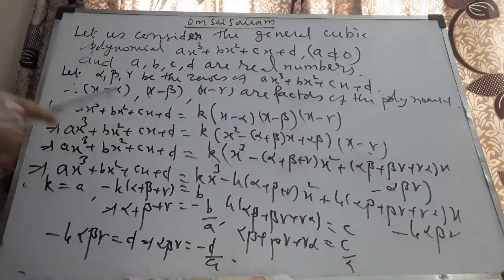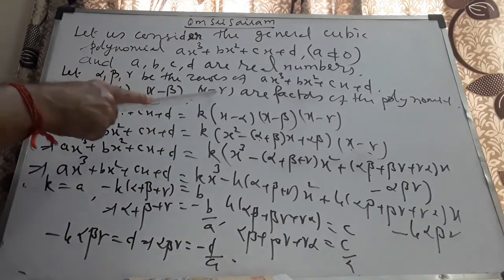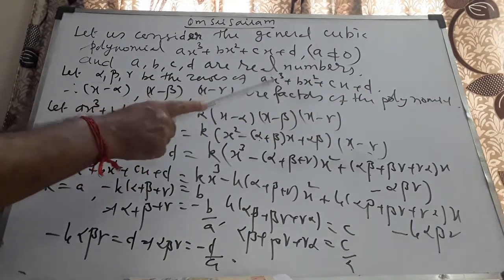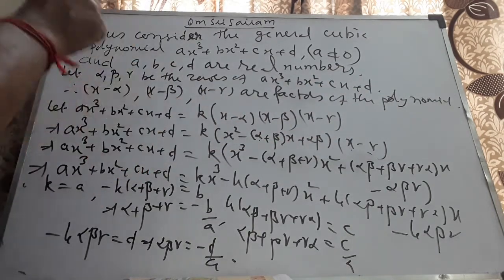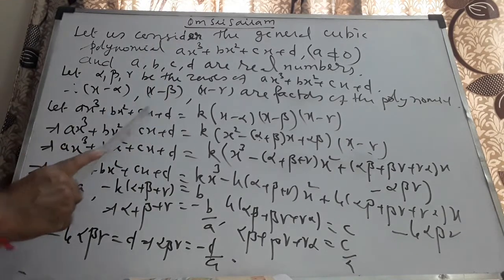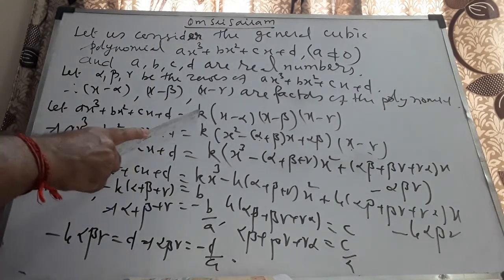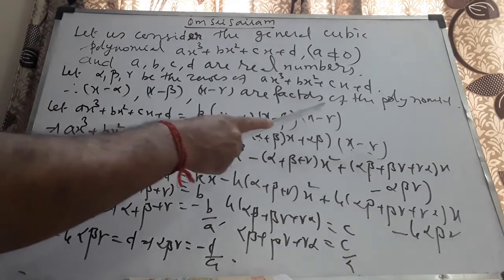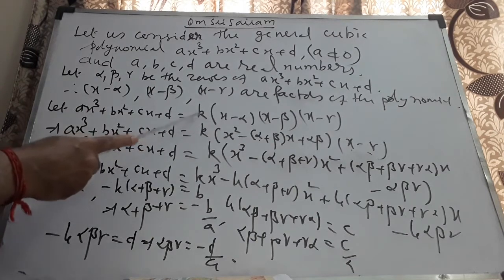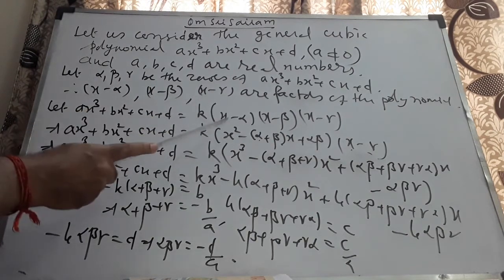When these are the zeros, x minus alpha, x minus beta, x minus gamma are factors of the polynomial. By mistake I wrote it as 0, sorry. Factors, initially I wrote it as 0, sorry. Now therefore ax cube plus bx square plus cx plus d can be written as k into x minus alpha and x minus beta and x minus gamma. Since the coefficient of x cube is not 1, I am having another constant k over here outside.